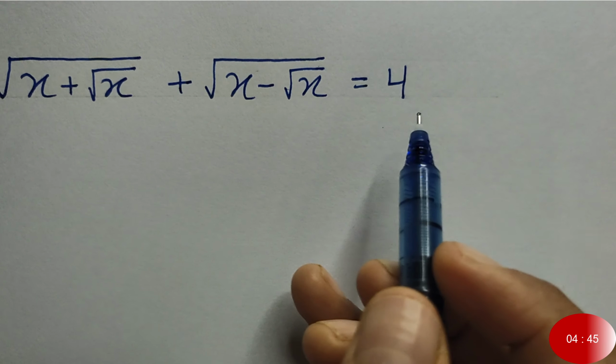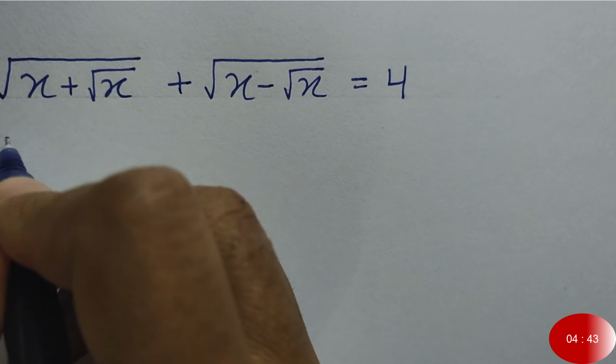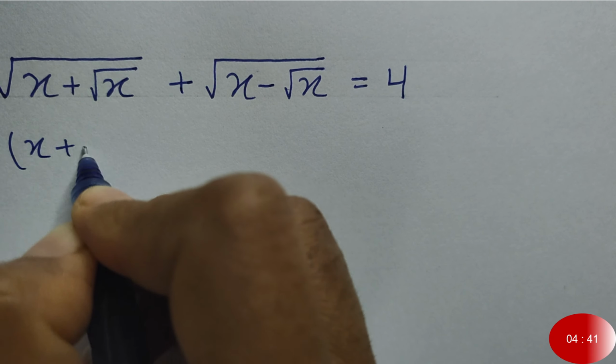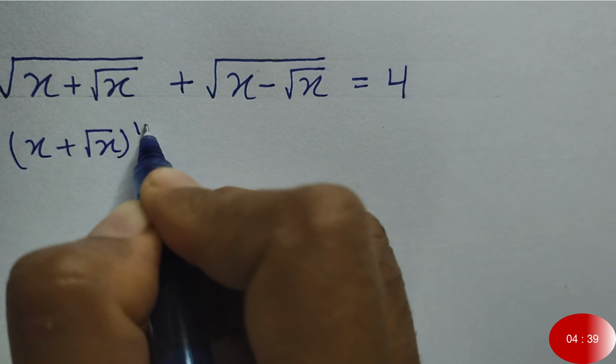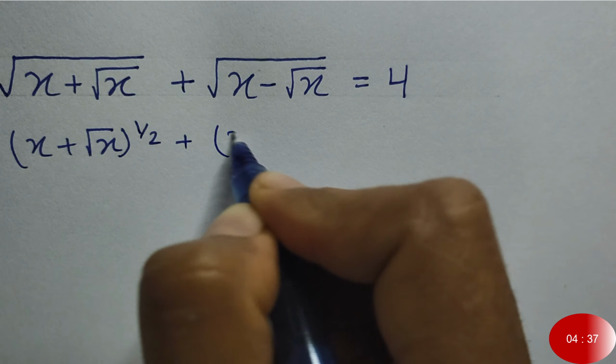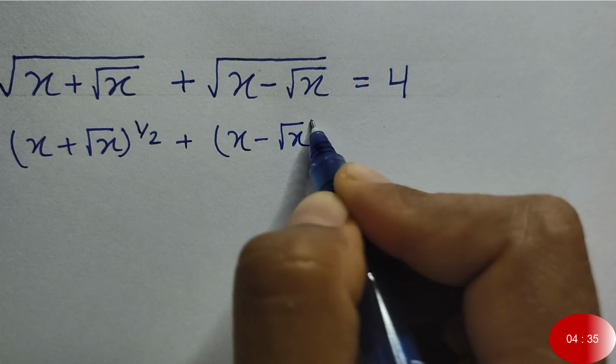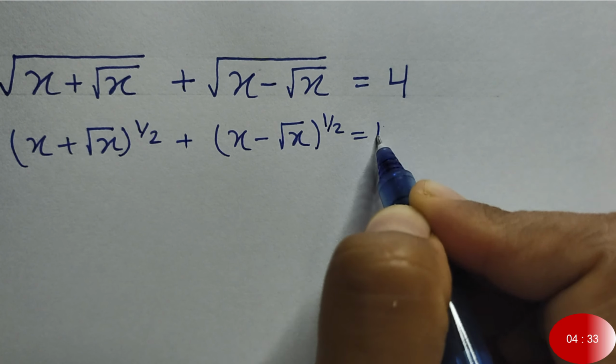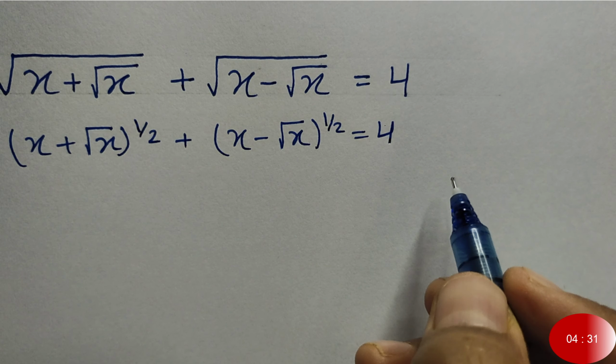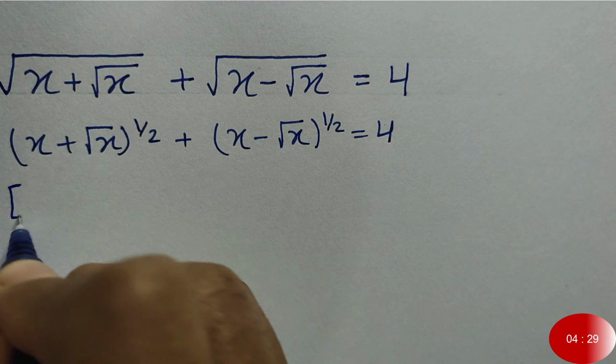Hi guys, to solve the above equation, we write it in exponent form, which is (x + √x)^(1/2) + (x − √x)^(1/2) = 4. Now we square on both sides of the equation.